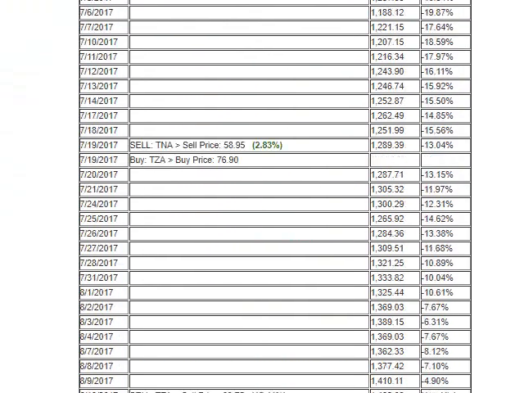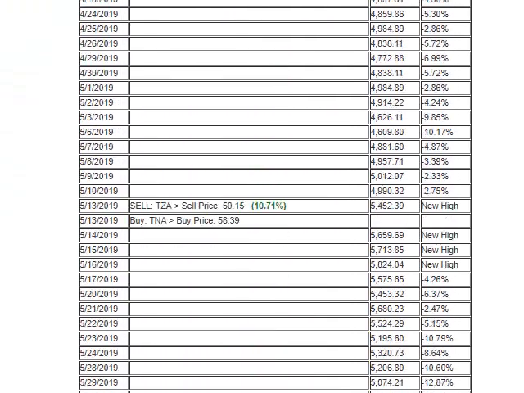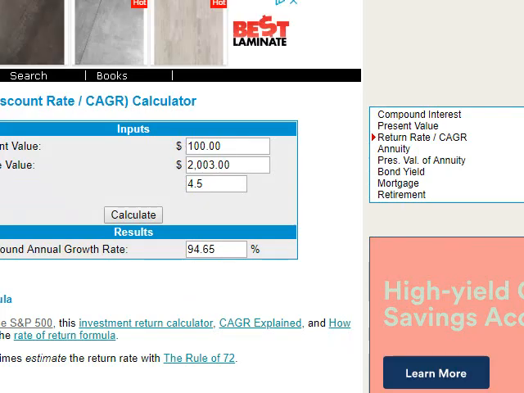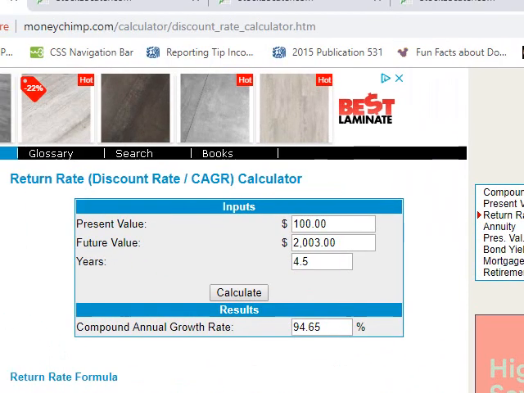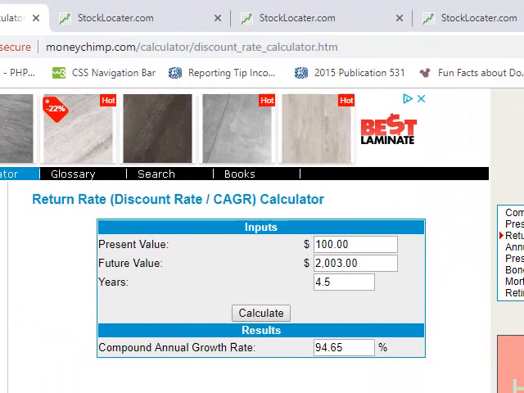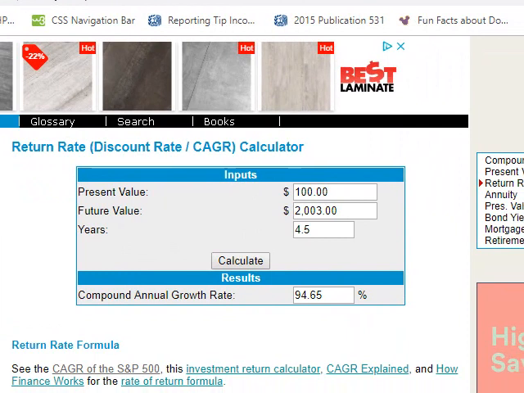But to do this, we first need to calculate our return. So you can see that we have a 427.42% return over the last 3 years. So if we go to this website over here, which is moneychimp.com, the discount rate calculator, here on this website, it'll show us the annual rate of return for that.